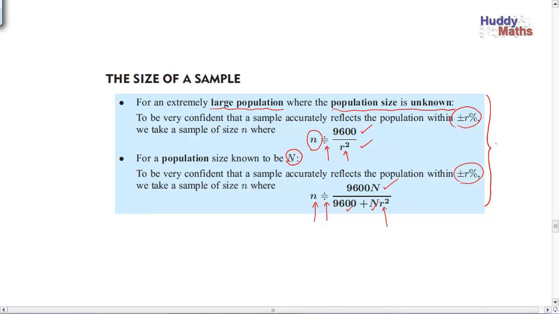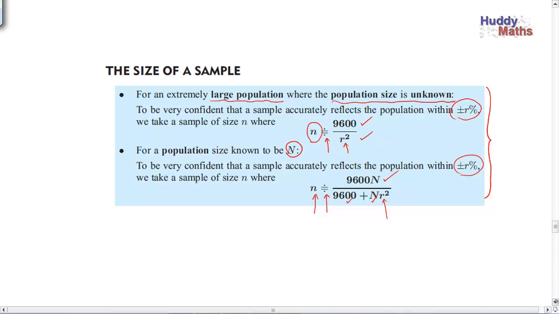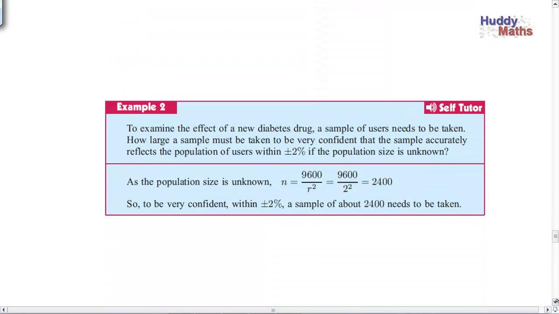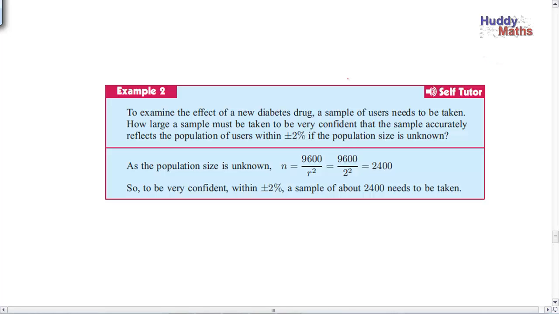If you want it very, very accurately, you will actually have to find or sample more members of the population. Let's see it in action now, and this is a fairly simple rule to apply. So let's see this first one. Examine the effect of a new diabetes drug. A sample has to be taken, and we want to make a large sample. Take a large sample so you'll be very confident that the sample accurately reflects the population.